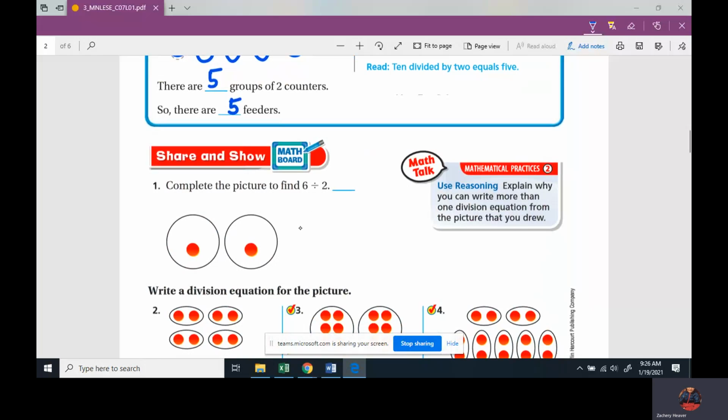Complete the picture to find 6 divided by 2. I know I have 2 equal groups, so what should go in here? What numbers should I count to? I should count to 6. So we have 1, 2, 3, 4, 5, 6. Adeline, how many do I have in each group?